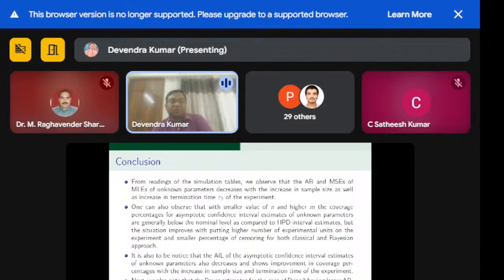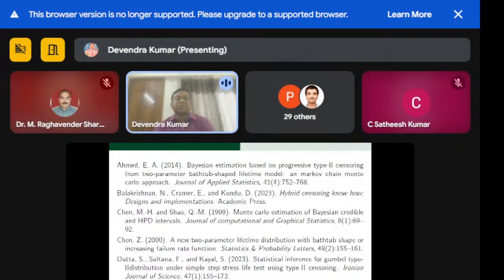Next, we also note that the Bayesian estimate in the case of prior one has lesser absolute bias and MSE and average interval length with better coverage percentage compared to the Bayes estimate computed using prior one as well as MLEs using the Newton-Raphson iterative method. In general, we can say that the increase in the value of n, m and tau 2 shows improvement in the results of estimates, both classical and Bayesian, in terms of absolute bias, MSE, and average interval length with coverage percentage. So these are my references.